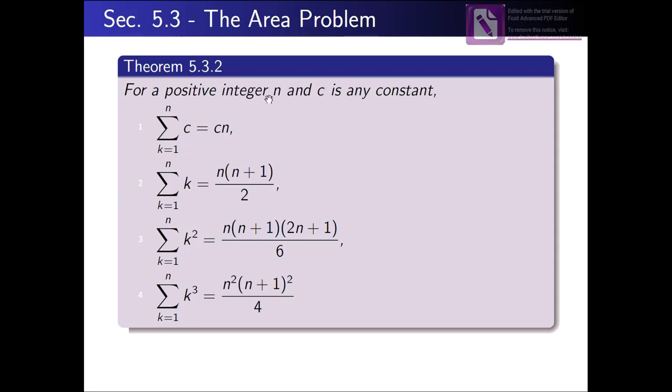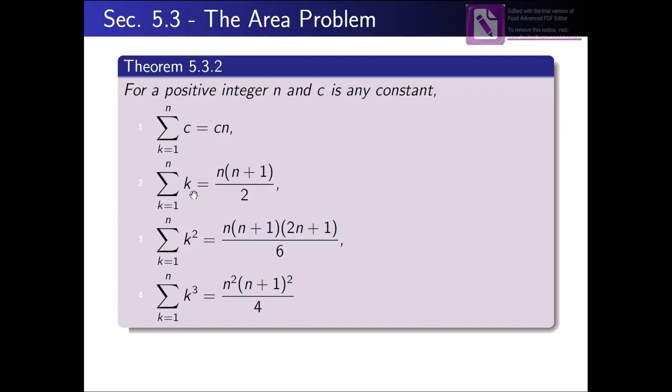We have another theorem, theorem 5.3.2. For a positive integer n and c is any constant, summation of c where k starting from 1 until n, this will give us c multiplied by n. So the summation of a constant is the constant multiplied by n, because we repeat this constant n times. So we have c multiplied by n.